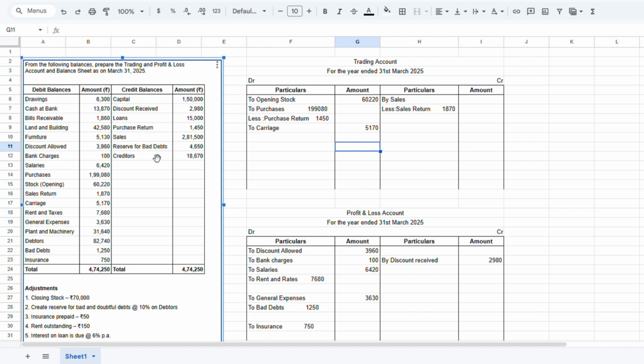Next we have sales. Sales is 2,81,500. Sales is direct income, so we will record it in trading account. We have already taken it here by sales, so we'll record it 2,81,500.